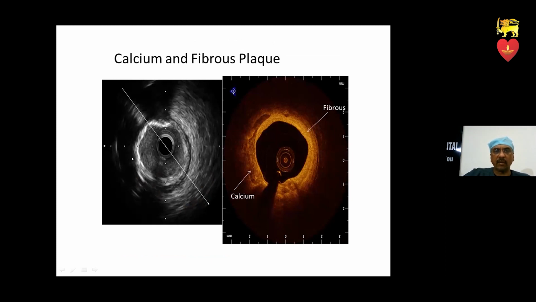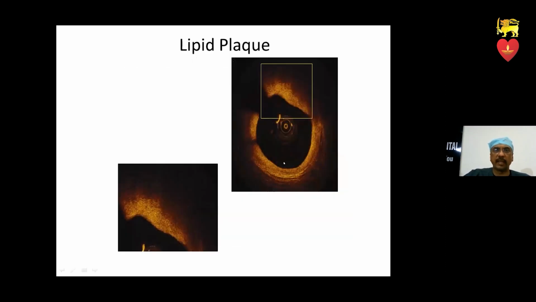As a comparison on IVUS, you see the arc of calcium on IVUS on your left. You see the arc of calcium here, but here on OCT you can look behind the calcium. On IVUS you don't see anything behind the calcium. And this is a fibrous plaque on the right. This is just to show you a comparison.